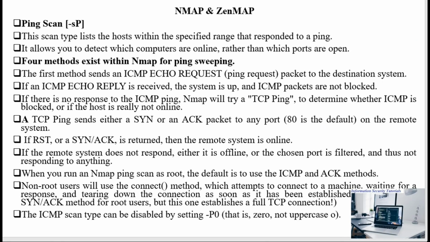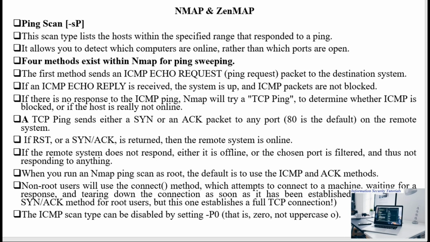Now, let's talk about another Nmap scan type, which is the ping scan or -sP. This scan type lists the hosts within the specified range that responded to a ping. This allows you to gather information and detect which computers are online, rather than which ports are open like we did in the previous scan.